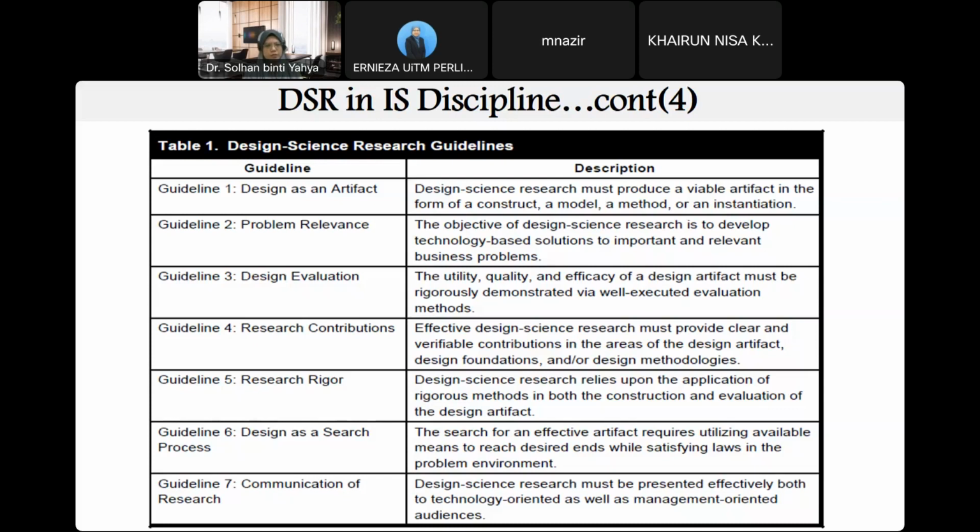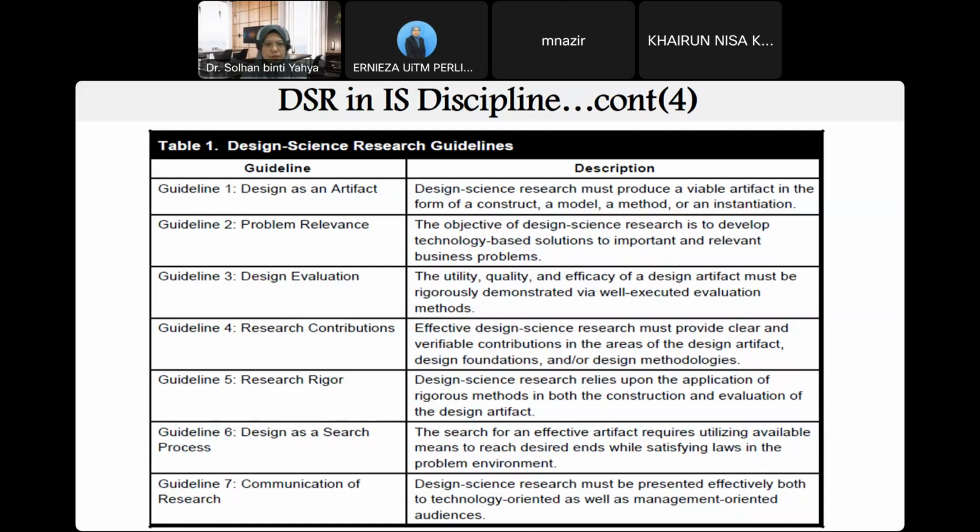Right? And guideline number 5, research rigor: design science research relies upon the application of rigorous methods in both the construction and evaluation of the artifact. And this is where the scientific method comes in, where when you build the artifact and when you evaluate the artifact, all of this must use rigorous methods. Right? For example, you can use a quantitative approach in evaluating the artifact. You can use a qualitative approach when you evaluate the artifact.